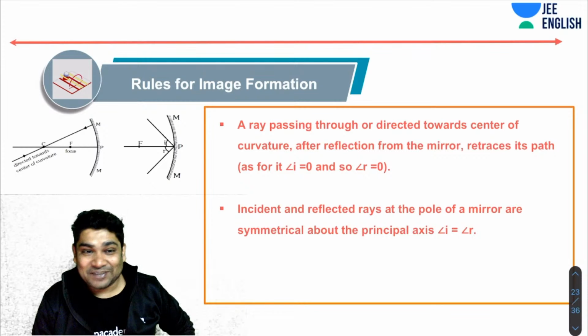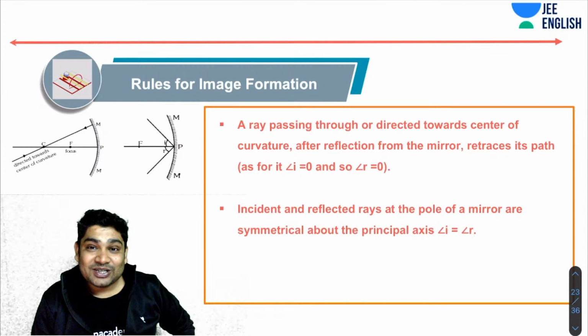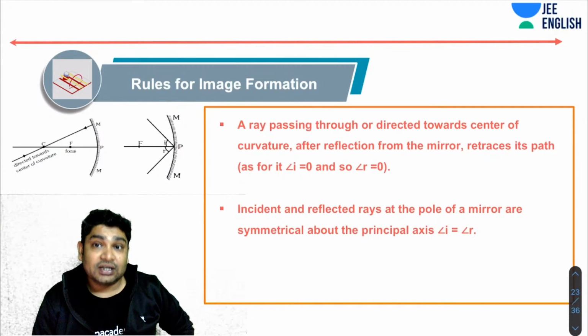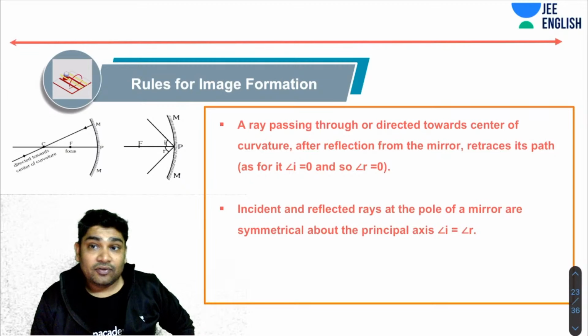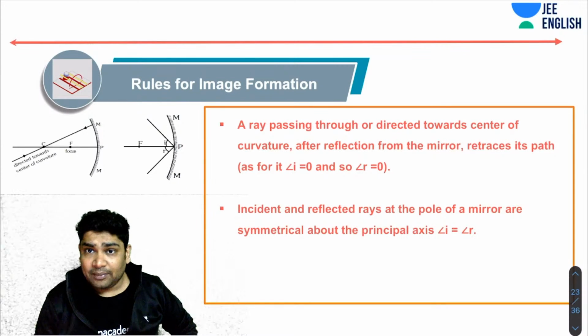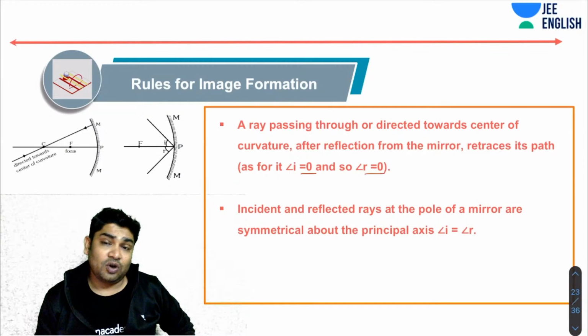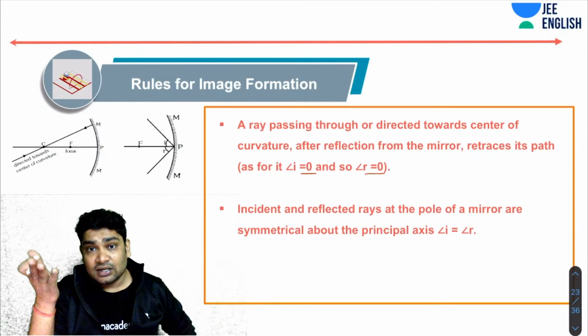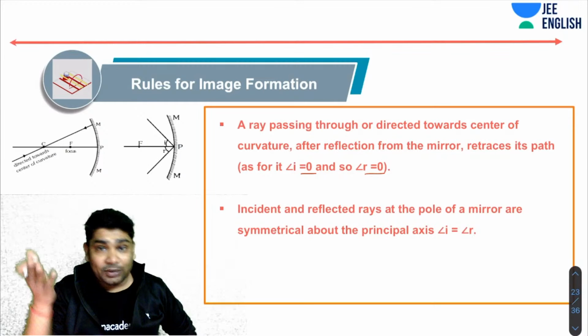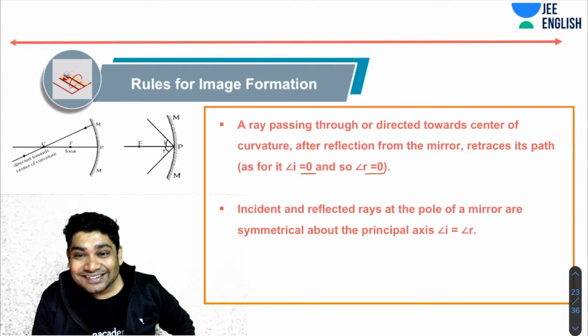Yes, of course, AP is absolutely right. Another thing is that if a ray is passing through or directed towards the center of curvature, after reflection from the mirror it will retrace its path. Why? Because the angle of incidence for such a ray will be zero, so the angle of reflection will also be zero. For normal incidence, any ray that is incident normally will always retrace its path.